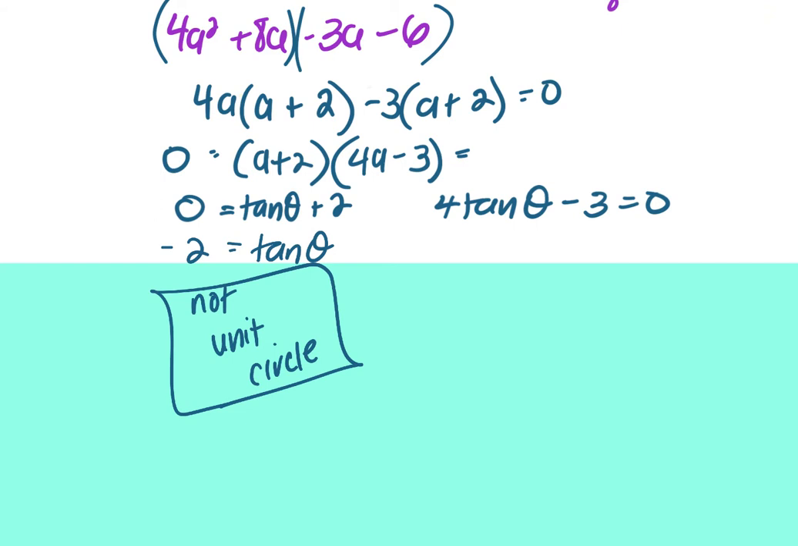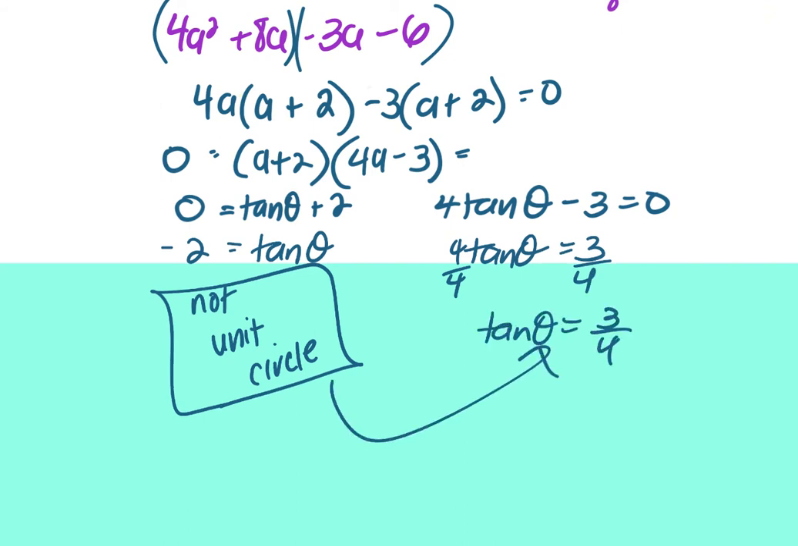If that was sine theta equals that, now there's no solution because sine and cosine can't be less than -1 or bigger than 1. Then the other side, for tan theta equals 3, divide both sides by 4, tan theta equals 3/4. Same thing, not on the unit circle. It's not that there's no solution, it's that it's not on the unit circle.